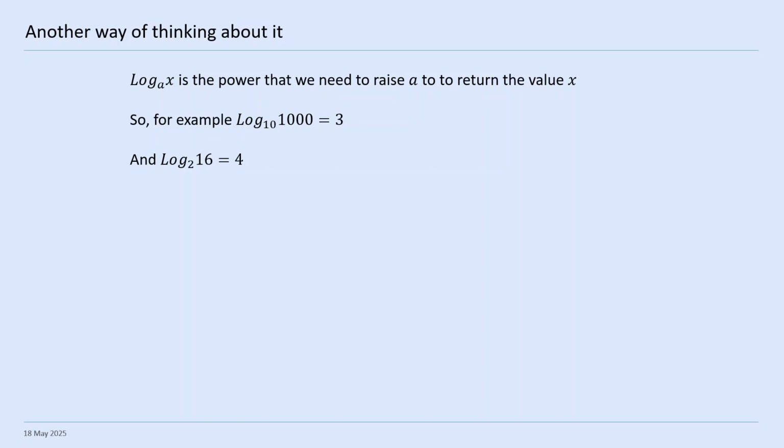So 10 to the 3 is 1,000. 4 to the 2 is 16. No, 2 to the 4 is 16. 4 to the 2 is 16, but 2 to the 4 is 16. This is an interesting learning moment. So log to the base 4 of 16 is 2, and log to the base 2 of 16 is 4, because 2 to the 4 is 16 and 4 to the 2 is 16.